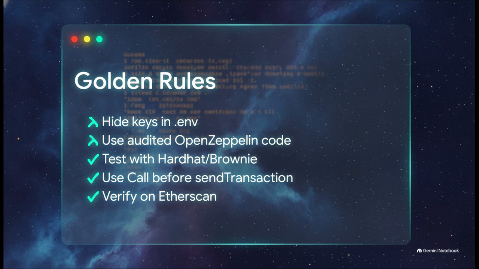Number 1, always manage your private keys and environment variables securely in a .env file. Number 2, never invent your own cryptography or standard mechanics. Just rely on audited OpenZeppelin contracts. Relentlessly test using Hardhat or Brownie. Always dry run your logic with a call before executing a send transaction. And finally, always verify your deployed source code on Etherscan so the entire community can trust it.